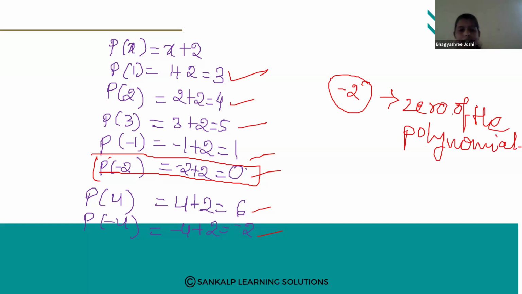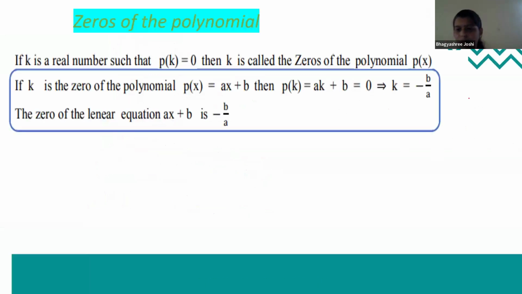Okay, yes. Next. Then what do you mean by zero of the polynomial? If k is a real number such that P of k is equal to 0, then k is called the zero of the polynomial P of x. If k is the zero of the polynomial P of x is equal to ax plus b, then P of k is equal to ak plus b is equal to 0. Okay. Looking at the statement, we did not understand. See. If k is a real number, where did k come from?